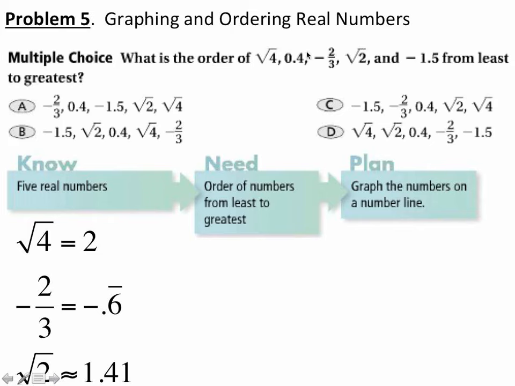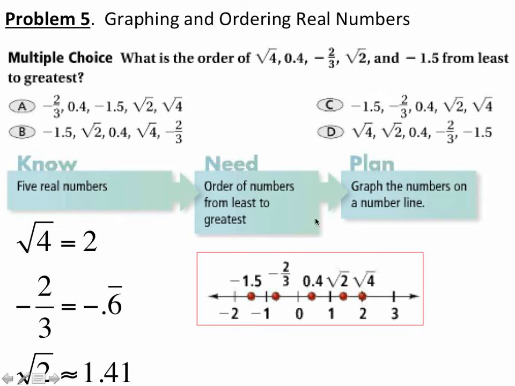All right, so now I have them all in terms of decimals. This one's already a decimal, so I don't have to change that one. That one's already a decimal, so I don't have to change that one. And then I'm going to lay them out on the number line. So I know that I got all their decimal numbers. I'm going to graph them onto a number line and then see what I got. So -1.5 as a decimal, -2/3 as a decimal, 0.4 as a decimal, square root of 2, which is 1.41 as a decimal, and then square root of 4 is just 2. So there they are all as points.